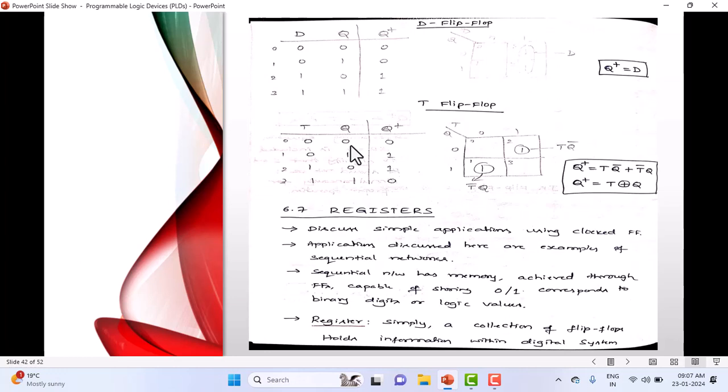Alright, let me move on to the registers. We have discussed simple applications so far. I hope by this time you must be aware of flip-flops. That's the first thing. Don't make noise, those who are sitting at the back.